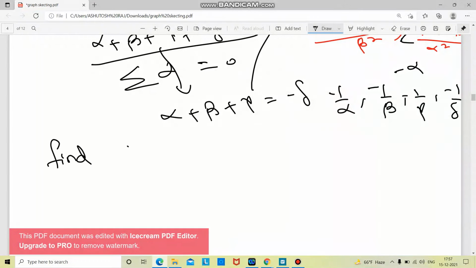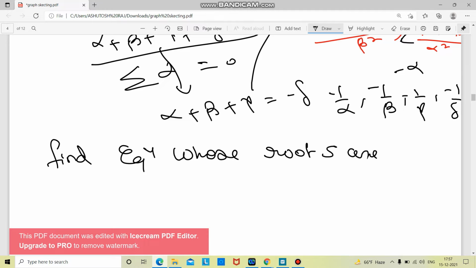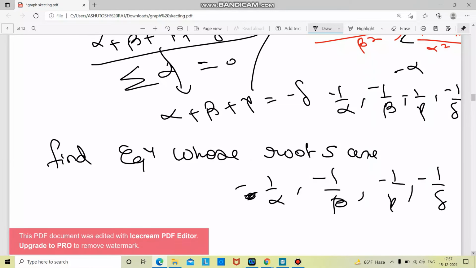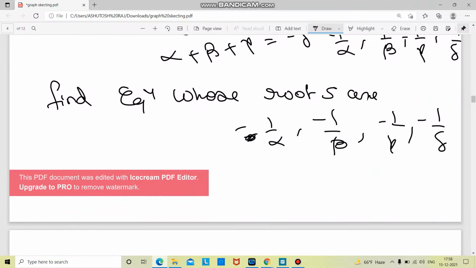So now we have to find the equation whose roots are minus 1 by alpha, minus 1 by beta, minus 1 by gamma, minus 1 by delta. It can be very easily done by transformation of roots. You must have studied transformation of roots in your lectures.